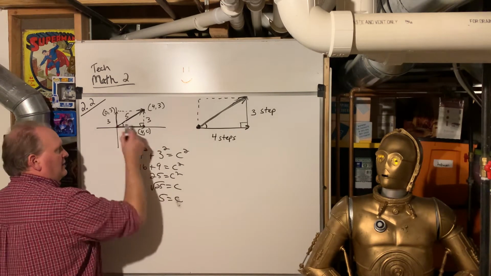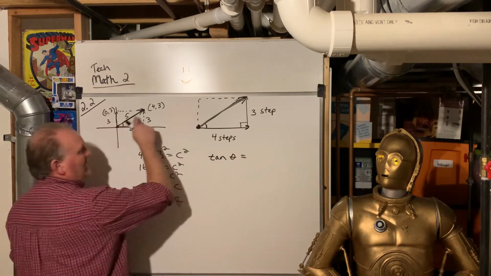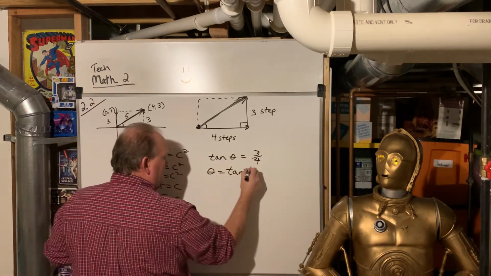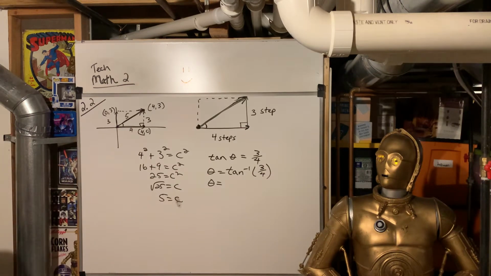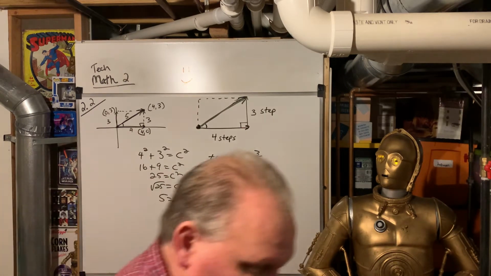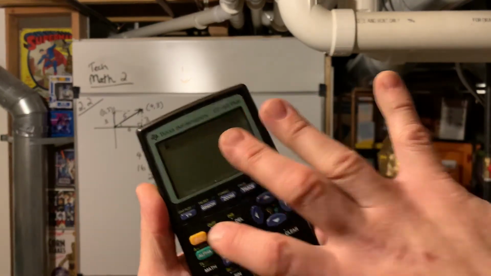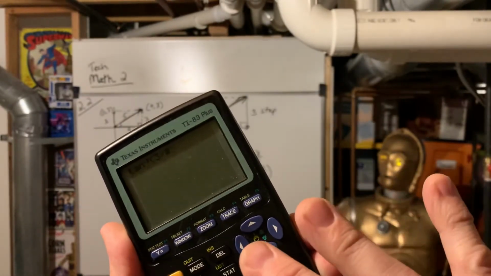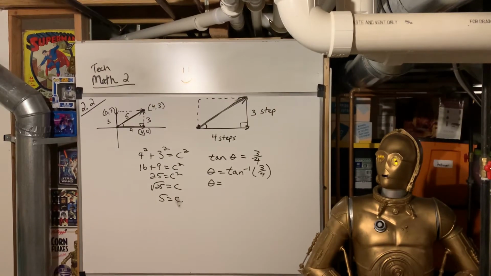To find this angle, let's use our tangent. So the tangent of our angle is equal to opposite over adjacent. And remember how we set that up on our calculator? That is the arctangent of 3/4. Let's take a look, shall we? Here's our calculator. We're going to go second, tangent, that's the arctangent, tan negative 1 is what it's showing, and then 3 divided by 4, and then enter. So we got 36.86, we'll call it 37 degrees.